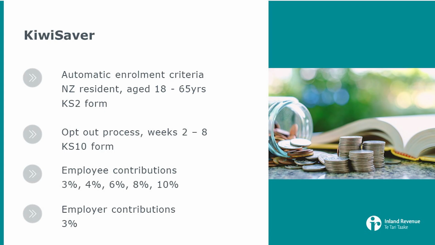KiwiSaver members choose to contribute between 3% and 10% of their income to their KiwiSaver fund. Employers must contribute 3% to the employee's fund. You can choose to contribute more if you want to. Employers' contributions have tax deducted. The tax is called ESCT, Employer Superannuation Contribution Tax. Note that you don't make KiwiSaver contributions for payments to contractors.